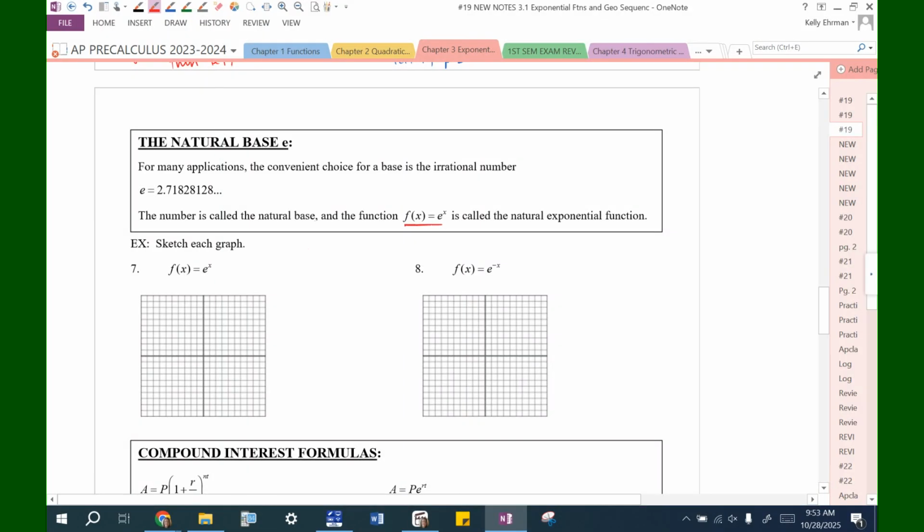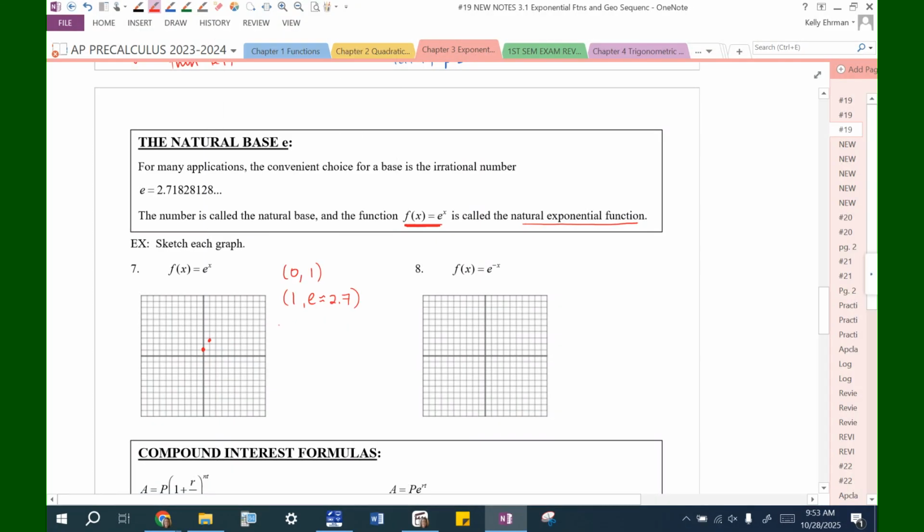f of x equals e to the x is the natural exponential function because it's got the natural number as its base. So sketch this graph. We already talked about graphing exponentials before. Remember, every exponential graph has a nice, easy point: when you plug in 0, any number to the 0 power is 1. So we still have (0, 1). When you plug in 1, you get the base number. So you need to know e is about 2.7 if you're just sketching a graph. Plot that in.